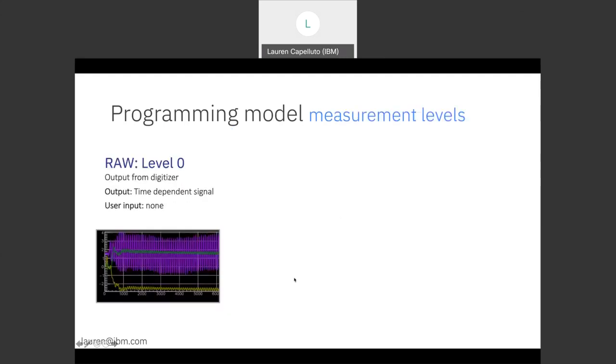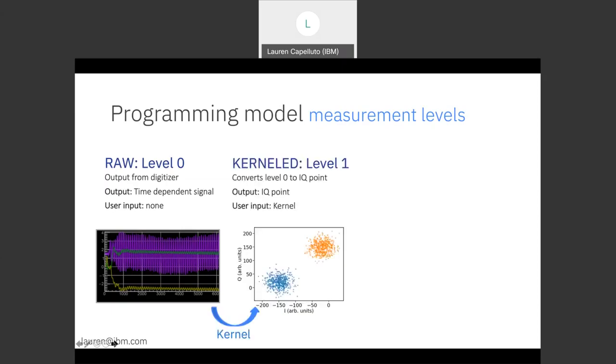Lastly, we have, as I mentioned before, lower level data in the readout chain. So what this looks like in our system, we have at the lowest level our raw data. This is output directly from those analog to digital converters. We can integrate this signal using a kernel to create an IQ point.